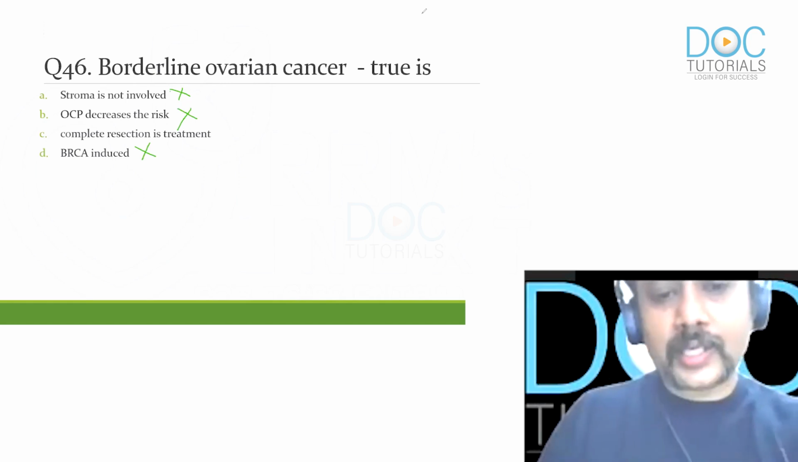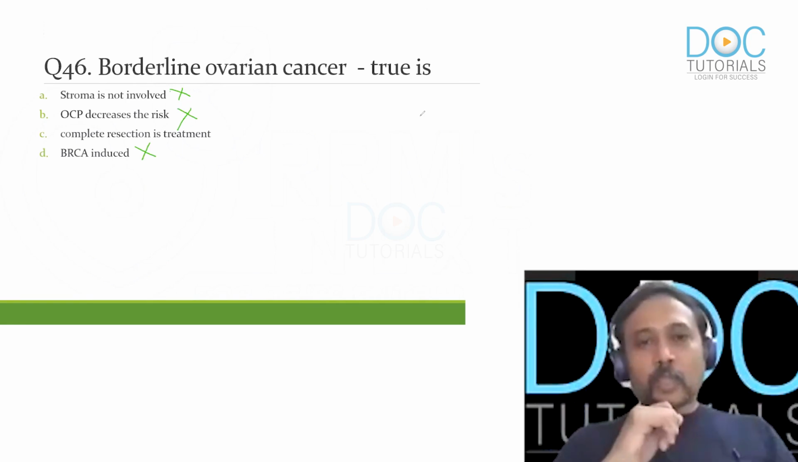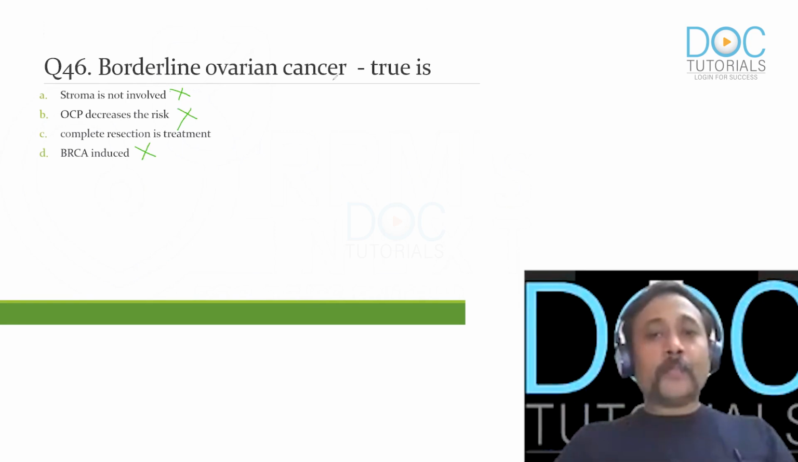Yes, guys, you got it right. It is STIC. So serous tubal intraepithelial carcinoma, or STIC, is going to be the precursor lesion. Currently speaking, we consider STIC to be the precursor lesion for almost all ovarian carcinomas.